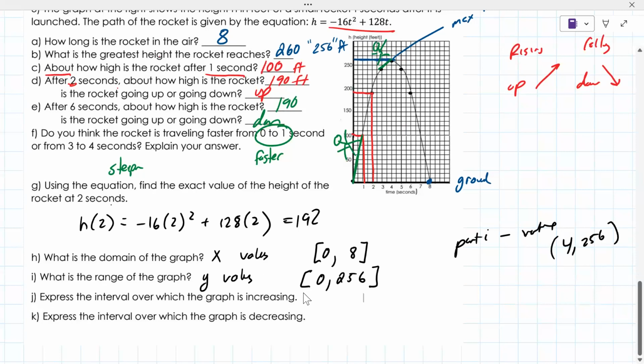Increasing is when it's going up and to the right. These are both going to be open intervals. Since we're running out of time here, I'm just going to give you the answers. It's 0 to the vertex, and then 4 to when it hits the ground. This is when it's going up, and this is when it's going down, like that. Got it.